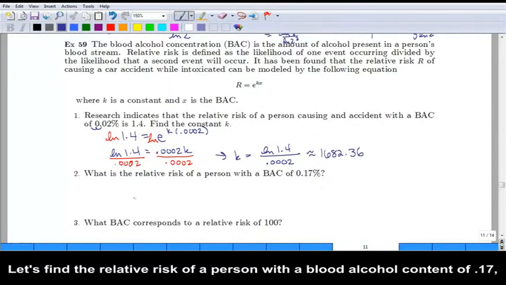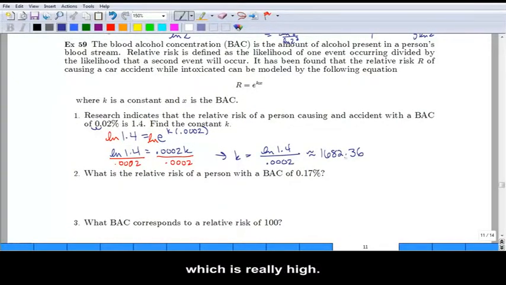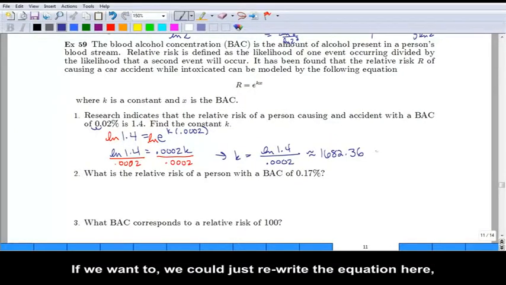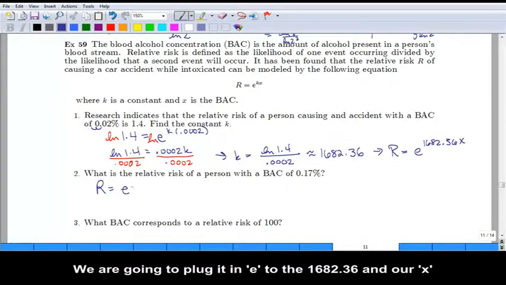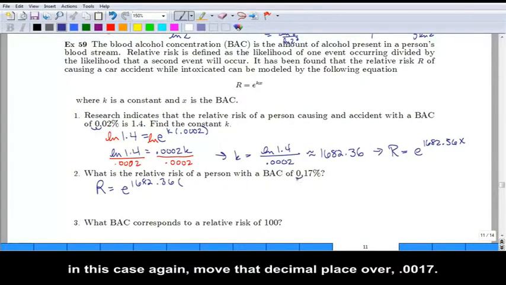Let's find the relative risk of a person with a blood alcohol content of 0.17%, which is really high. So in this case, we now found our equation. If we want to, we could just rewrite the equation here. R is equal to e to the 1682.36x. So that is our equation. We are going to plug it in, e to the 1682.36, and our x in this case, again move that decimal place over, is 0.0017.